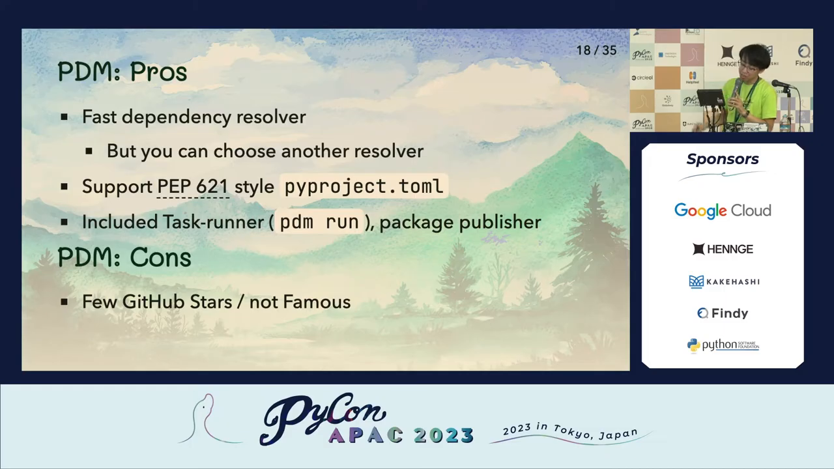It has three advantages. The first one is a fast dependency resolver. It's the latest of the tools I will introduce today. I think you can choose another backend for the dependency resolver. Next point, it supports the PEP 621 style PyProject.toml.